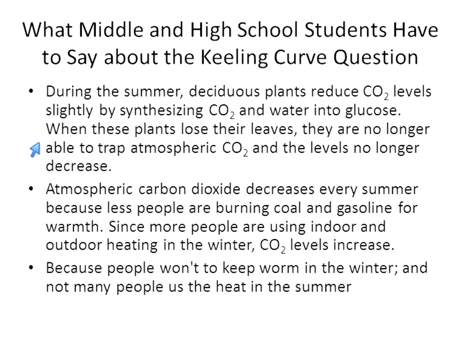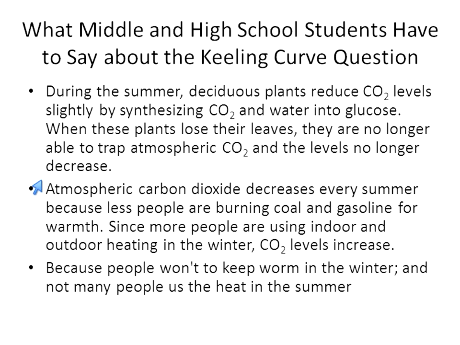So again, the top answer is relatively rare, but is a very carefully constructed explanation. During the summer, deciduous plants reduce carbon dioxide levels slightly by synthesizing CO2 and water into glucose. When these plants lose their leaves, they're no longer able to trap atmospheric carbon dioxide, and the levels no longer decrease. The second and third are more common sorts of answers.